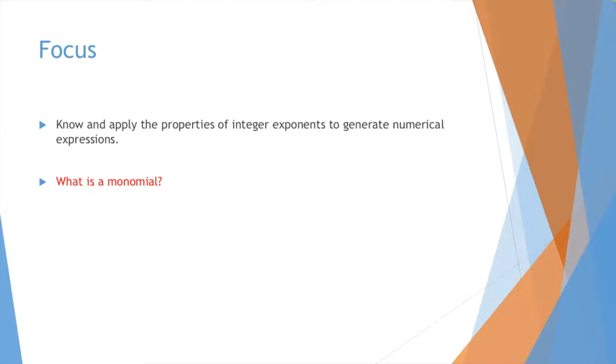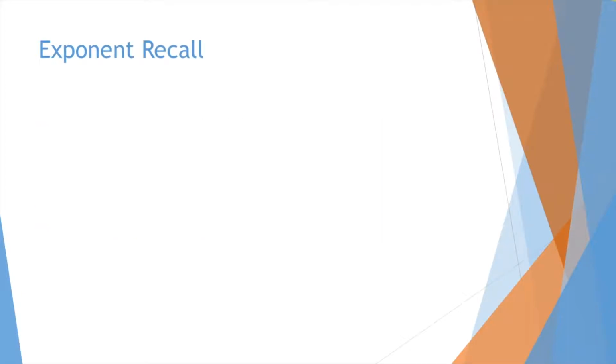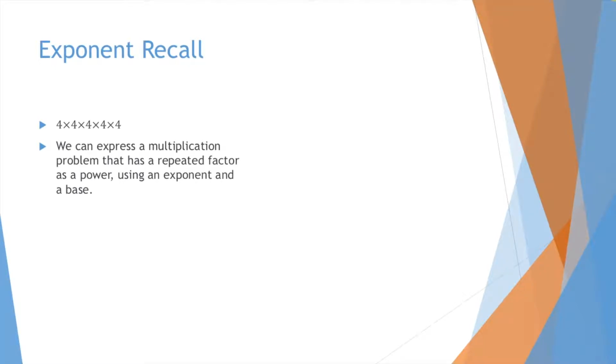First off, we need to understand what a monomial is. Then we're going to dive into what is the product of powers, and then what is the quotient of powers. To start with, let's recall a little bit about exponents. 4 times 4 times 4 times 4 times 4. This expression can be simplified by creating an exponential expression. Because it's a multiplication problem, we can take the base number and raise it to a power, an exponent.